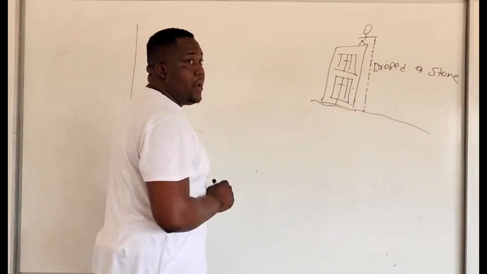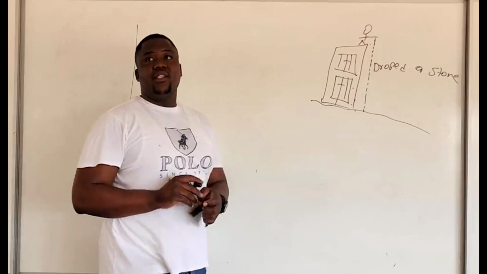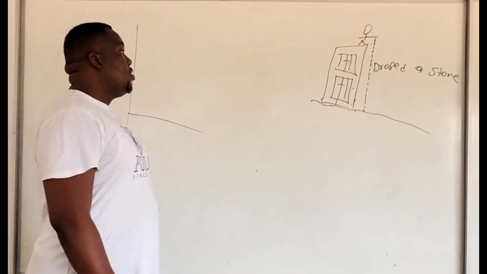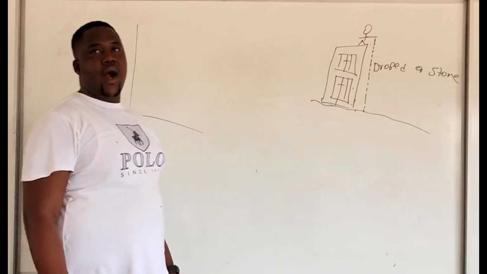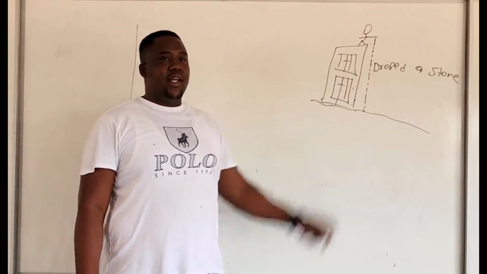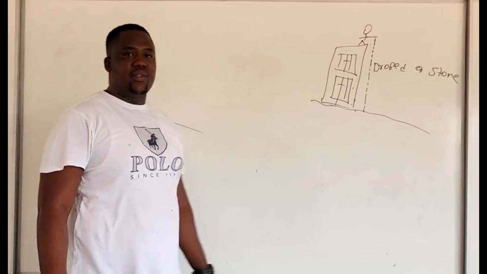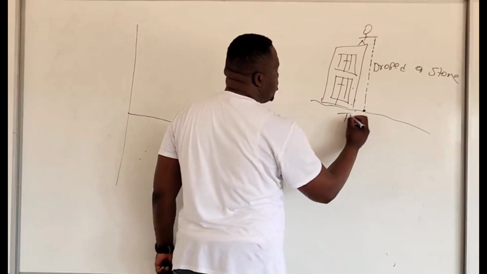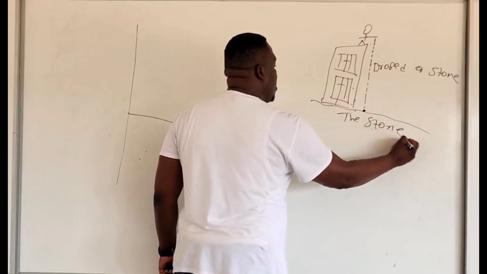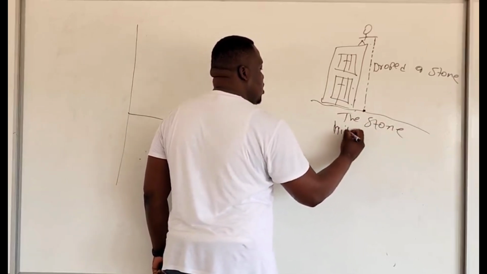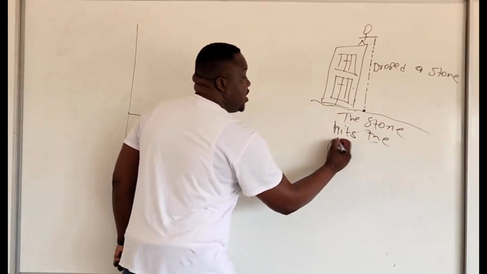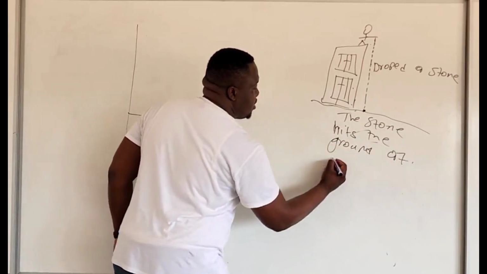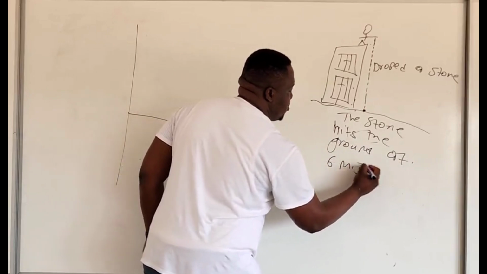The stone is dropped. Remember, when something is dropped, its initial velocity will become 0. So someone just dropped a stone. When you drop a stone, the initial velocity of that particular thing is going to be 0. Then the stone hits the ground at 6 meters per second.